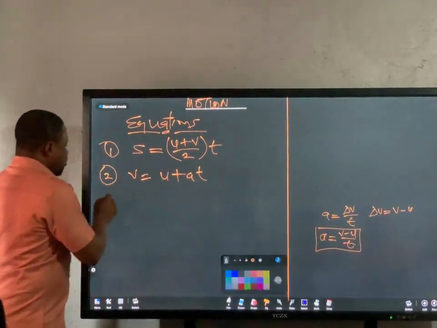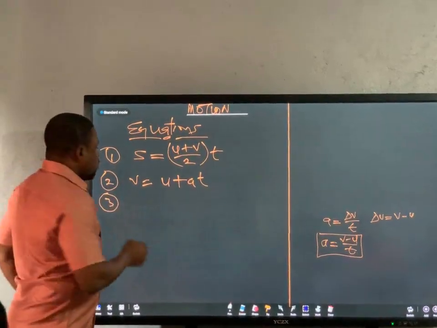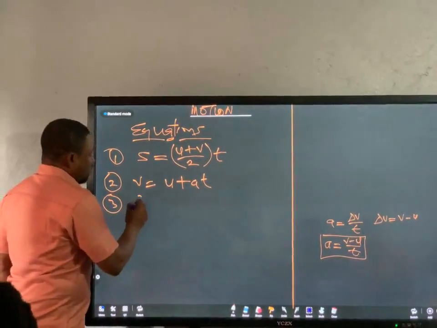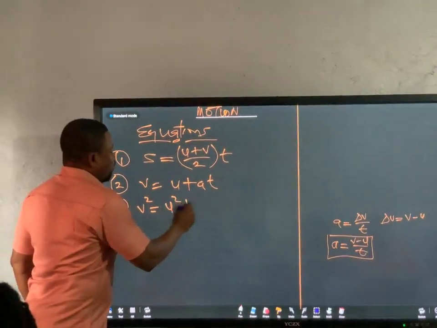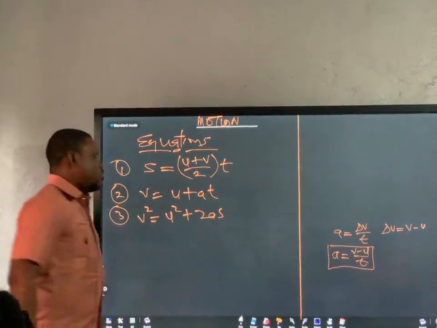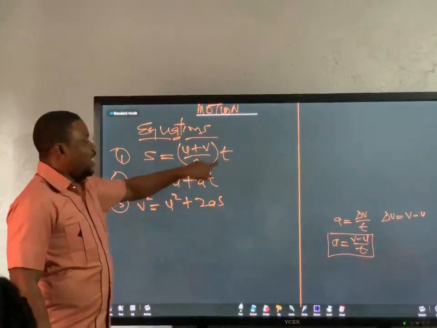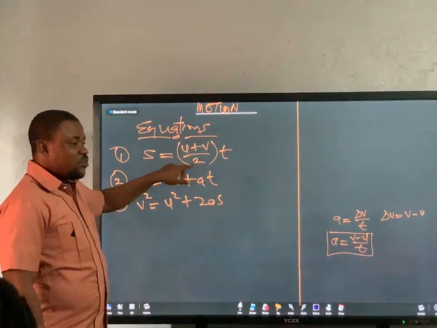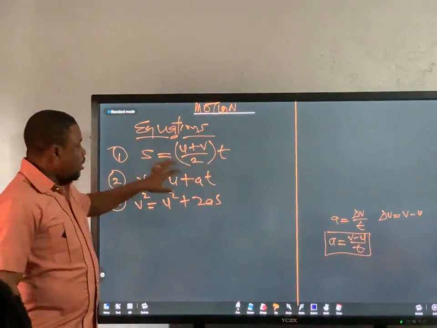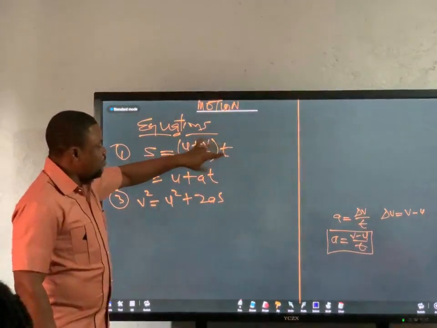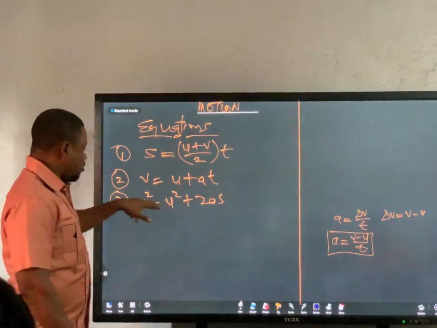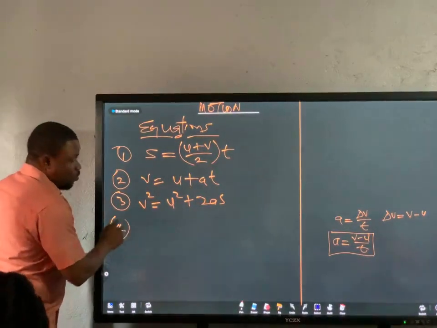So for the third equation, I don't want to waste time. For the third equation, I have v squared is equal to u squared plus 2as. So what happens for the third equation? We are eliminating t. We are substituting for t, and then we combine the two, and then we eliminate t, and we get the third equation.